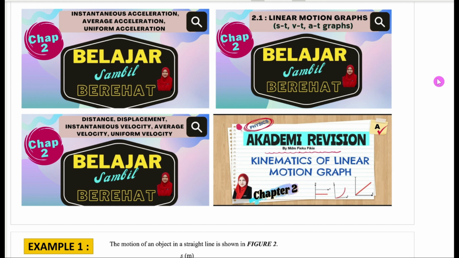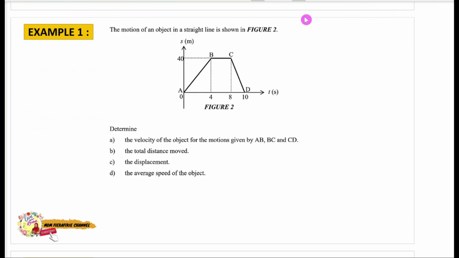Alright, let's start with example number 1. The first thing you must do is look at the graph. This is the graph of an ST graph. Now let's read the question. The motion of an object in a straight line is shown in figure 2. Determine the velocity of the object for the motions given by AB, BC and CD.